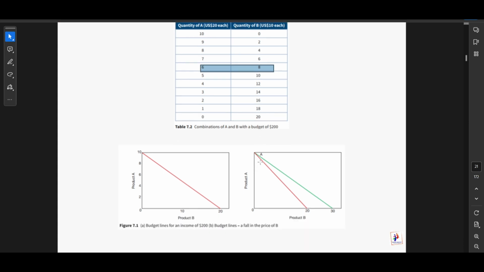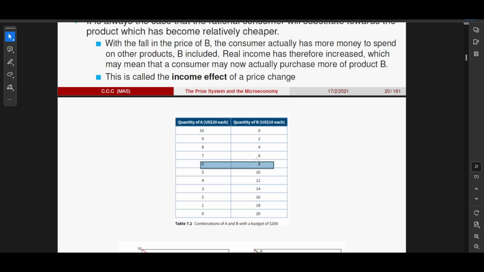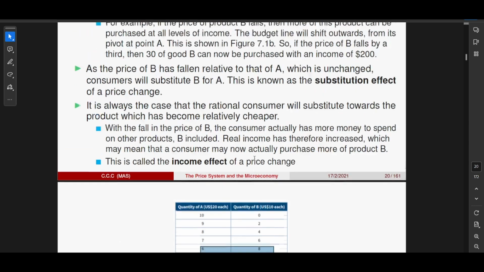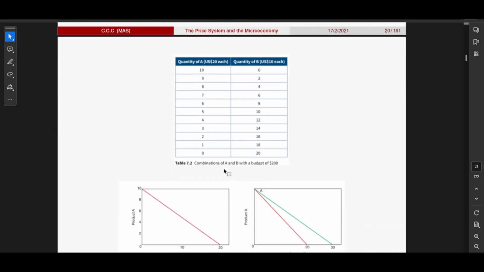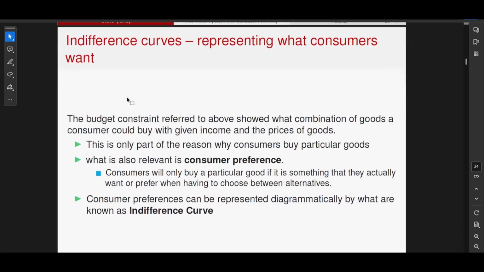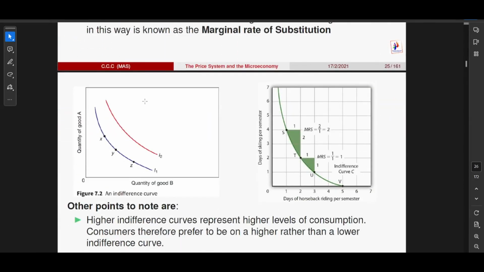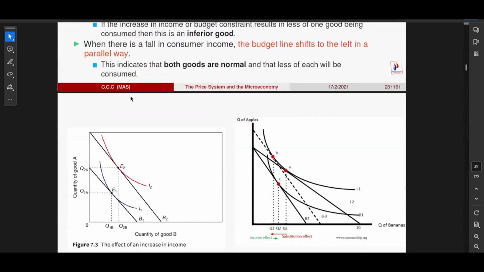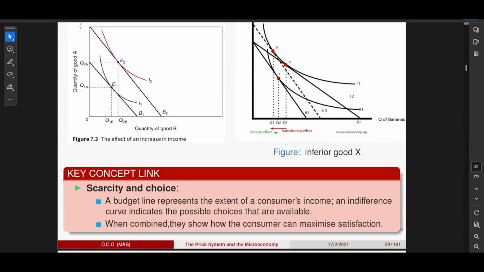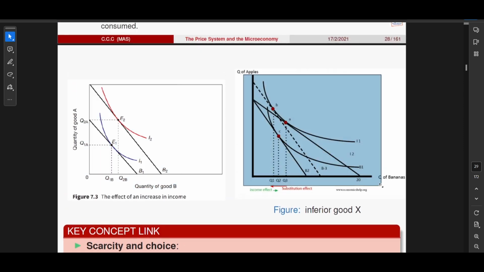This is important for you to understand: two effects can happen. We can have the substitution effect and the income effect. So we're saying there are two ways your income can change, right? Anybody know what the two ways your income can change are? For example, this is one example of income changing, and this is another example of income changing. What's the difference between these two examples?